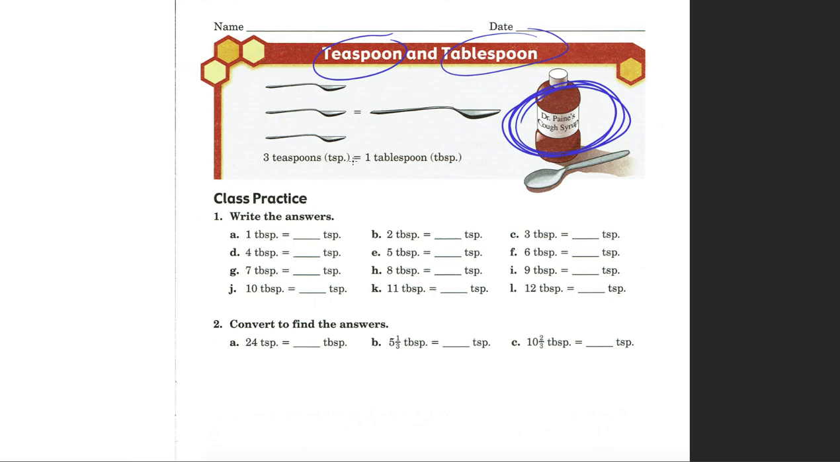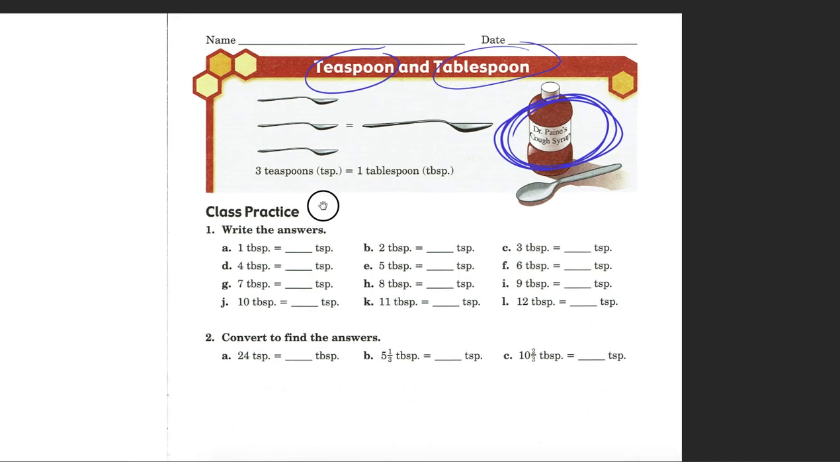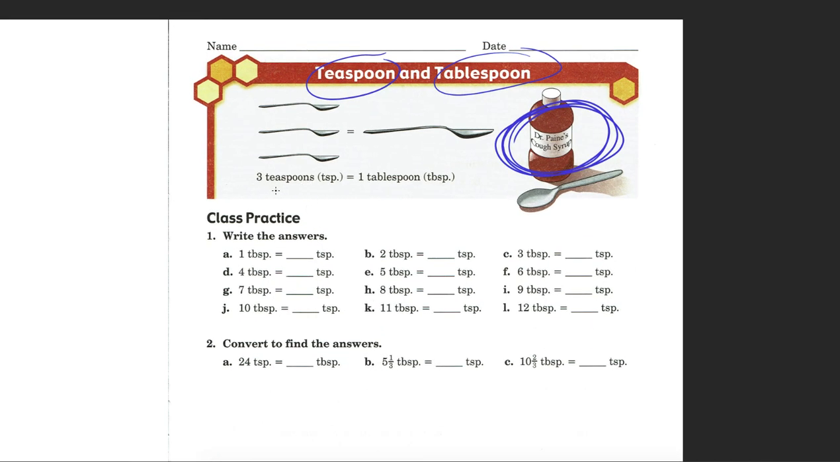One important thing to keep in mind: there are 3 teaspoons in 1 tablespoon. All right. So 3 teaspoons and 1 tablespoon. You can think of it as, tea is a lot smaller than a table, right? So yeah, 3 teaspoons and 1 tablespoon.